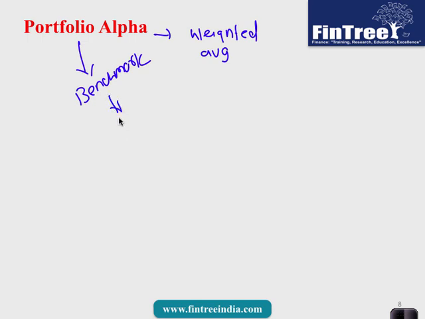Next concept is, how do you calculate the alpha of a portfolio? A portfolio alpha is simply the weighted average of its individual securities' alpha. And by definition, what should be the alpha of a benchmark portfolio? Alpha of benchmark should be how much? 0. A benchmark will always have an alpha of 0. Why? Because it is the benchmark with which you are going to compare. So if benchmark is 20, then minimum expected is 20, and therefore benchmark is always going to have an alpha of 0.